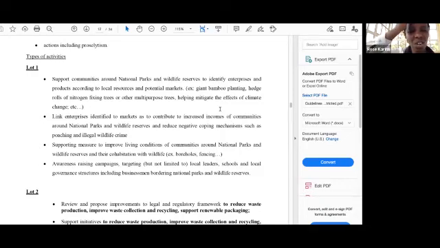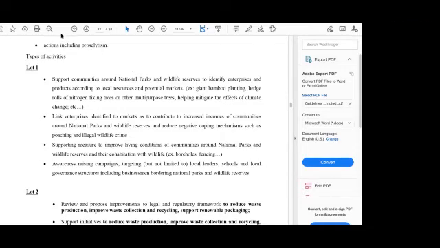So we are saying in lot 1, the types of activities should support communities around national parks and wildlife reserves to identify enterprises and products according to local resources and potential markets. Examples given are giant bamboo planting, hedgerows of nitrogen-fixing trees or other multipurpose trees, helping mitigate the effects of climate change. Link enterprises identified to markets so as to contribute to increased incomes of communities around national parks. So I asked who are the stakeholders who would be impacted by the success or failure of this project if we were to carry it out.